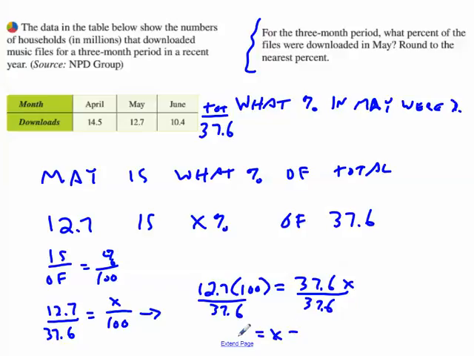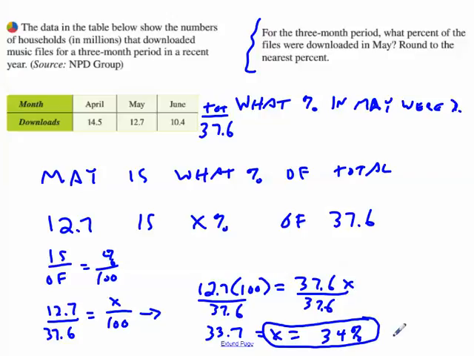And I got my x equal to 12.7 times 100 divided by 37.6. The answer that I got, 33.7, or we could say that it's going to be 34%, because it's round to the nearest percent. There's our answer, 34%. And May, right here, is about a third of all this. 12.7 is about a third of 37. 12 is about a third of 36. And that's pretty close to 34%, so sounds pretty good to me. We're on the right track.